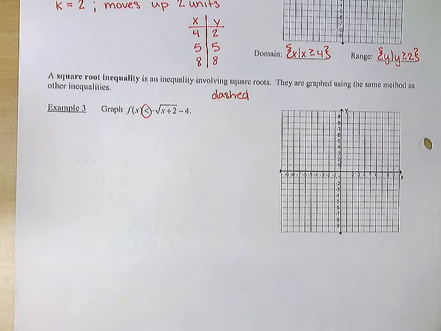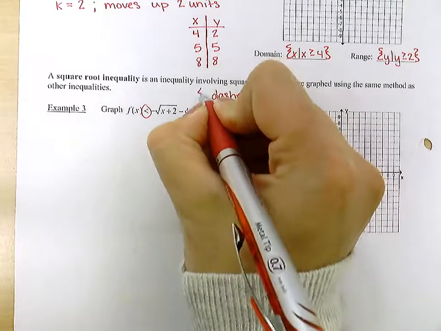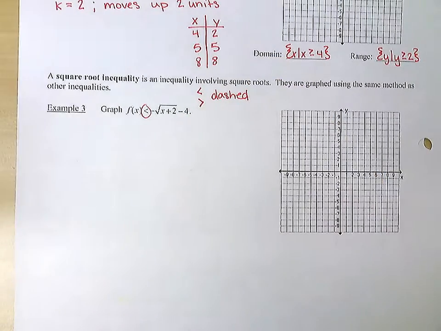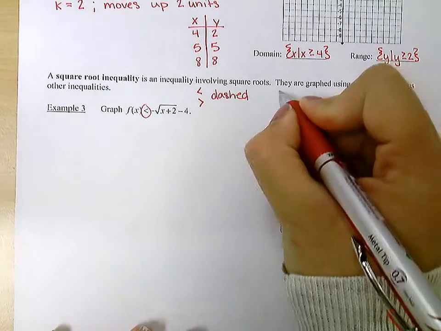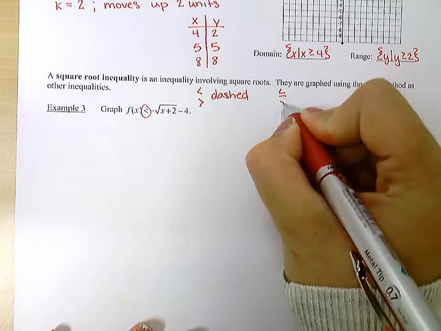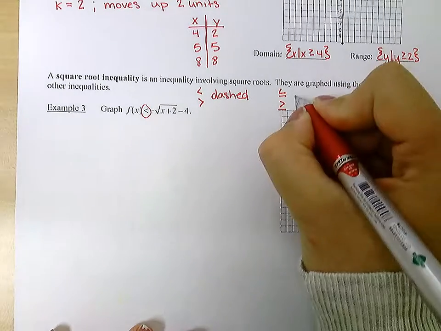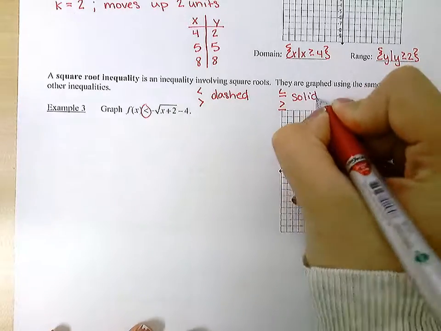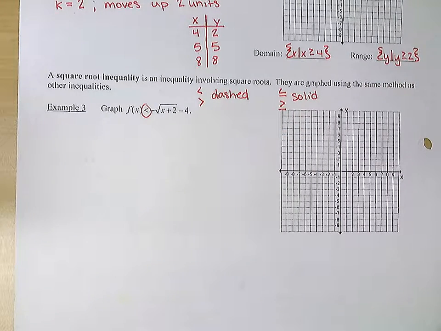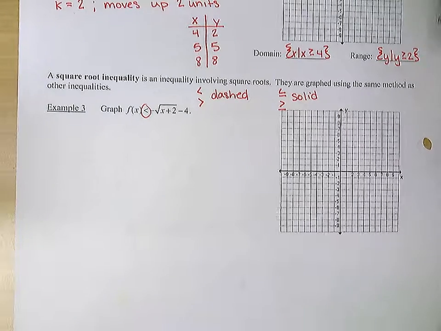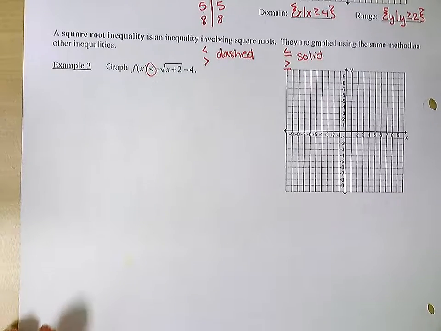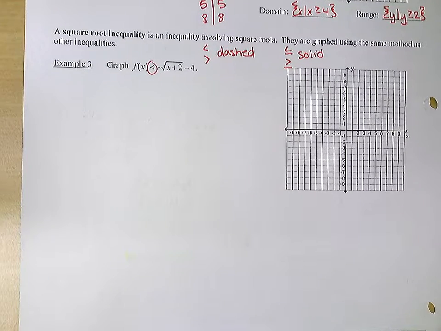Okay, so I need to make my line a dashed line when I graph this. Again, that's if you have just this symbol. If you have a less than or equal to or a greater than or equal to symbol, that is a solid line. So make sure you're looking at that symbol first. With these ones, I don't do domain and range because you have a set of points that is your answer.